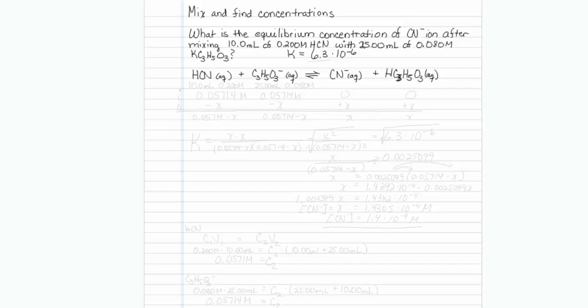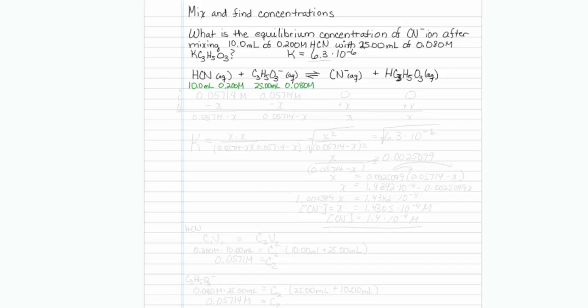This is how to do a problem where you mix different volumes and concentrations of materials to find equilibrium concentrations. So we are given the reaction below, the equilibrium constant, and the information that we have 10 mL of 0.200 molar HCN and 25 mL of 0.080 molar lactate.